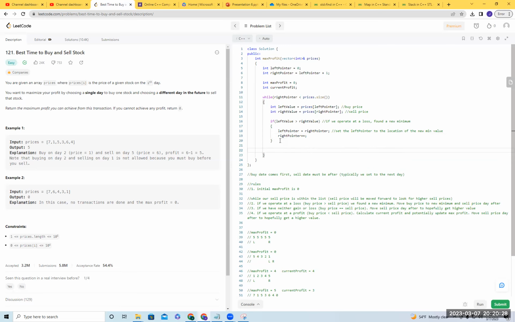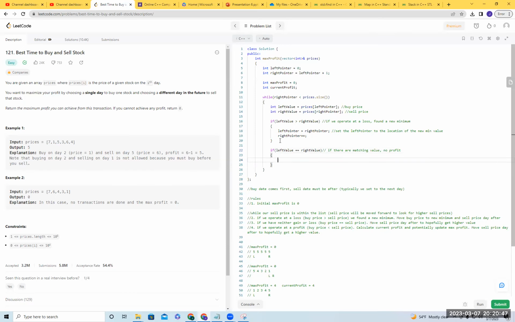Now, what happens if we have matching values? So if we have no profit, no loss, if the left value is equal to the right value, then what we want to do is move our sell date forward in the future, so hopefully we get a higher sell price and we'll get a profit. So we're just going to move the right pointer someplace forward in time.